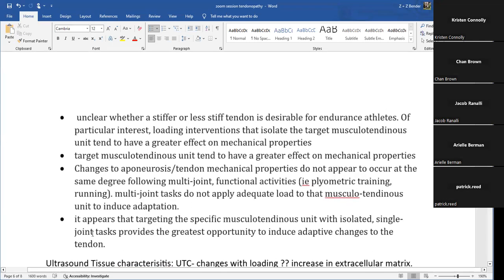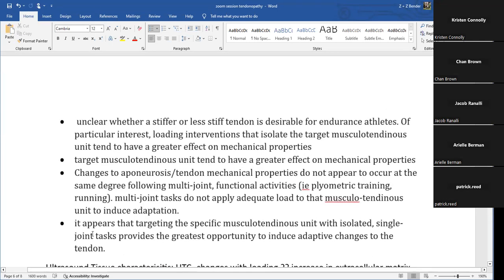Again, rehabbing tendon specifically, global models are helpful to change movement patterns. But if we're looking at moving that tendon stretch-strain curve, targeted musculotendinous unit interventions tend to have the greatest effect on the mechanical properties, the mechanical loading of the tendon. So a global system approach may work for some, but really to get those adaptive changes in the tendon, you need a specific tendon loading, aponeurotic tendon mechanical loading program to really create those changes.